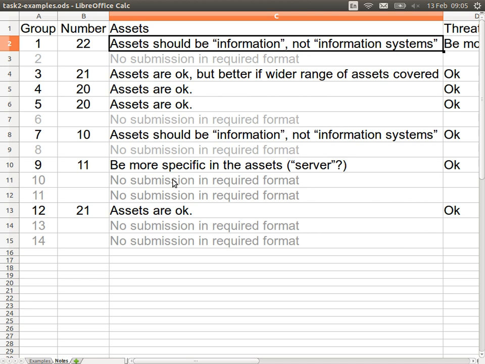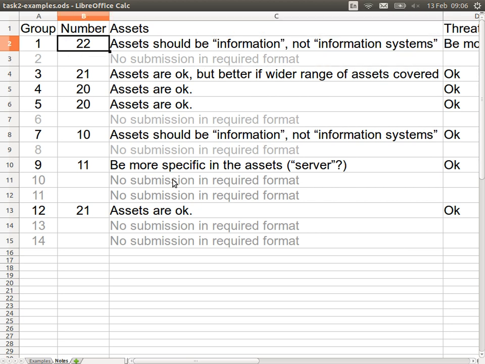Most people are okay. If it says no submission in required format, I was a bit lazy in going and checking paper submissions. I don't want paper submissions. Submit a spreadsheet so I can copy and paste it and analyze it. PDFs, no. Just submit a spreadsheet as either ODS or Excel. So I didn't bother reading paper submissions. So I read them, but I didn't bother giving feedback.